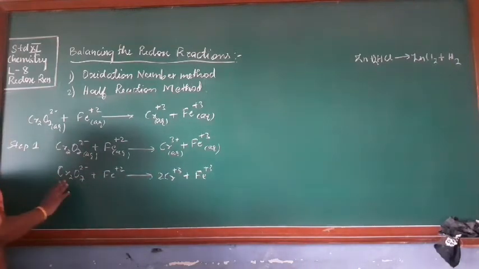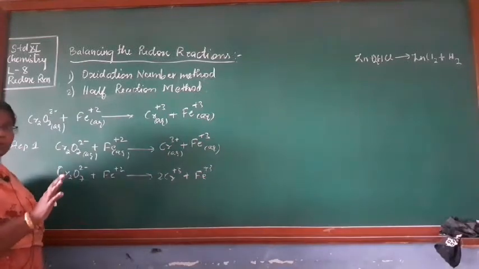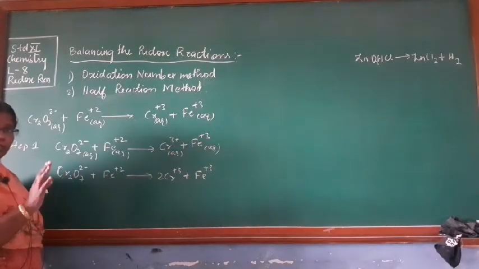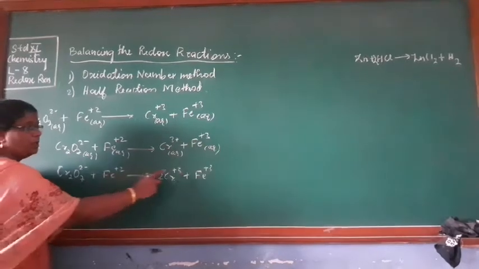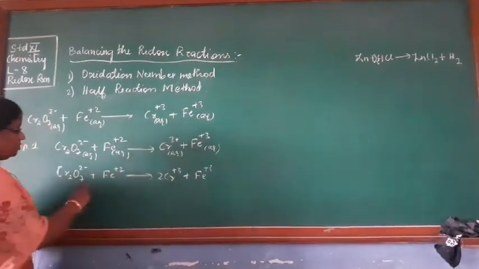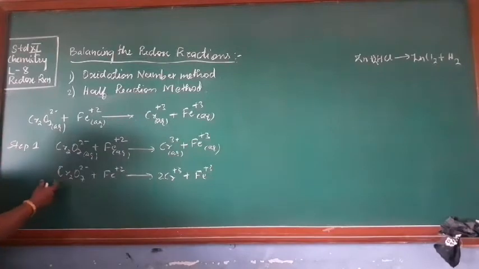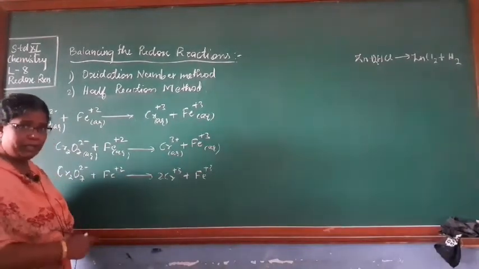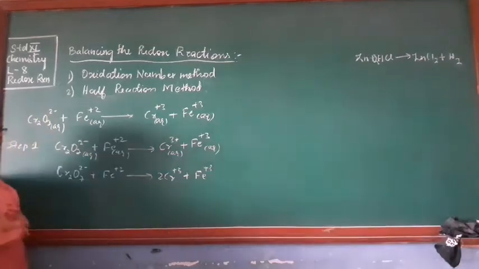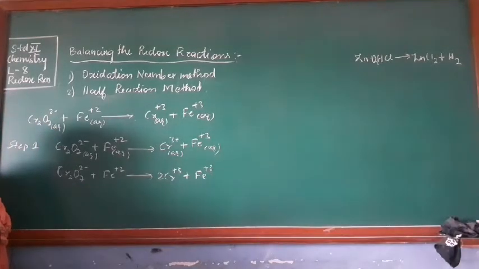But simply balancing the atoms is not considered to be balancing of the redox reaction. Here you also have to take care of the charges. Now the charges are not balanced. Also you find oxygen here, but there is no oxygen here. So it is not balanced. Don't think that by balancing the chromium atom it will get balanced.